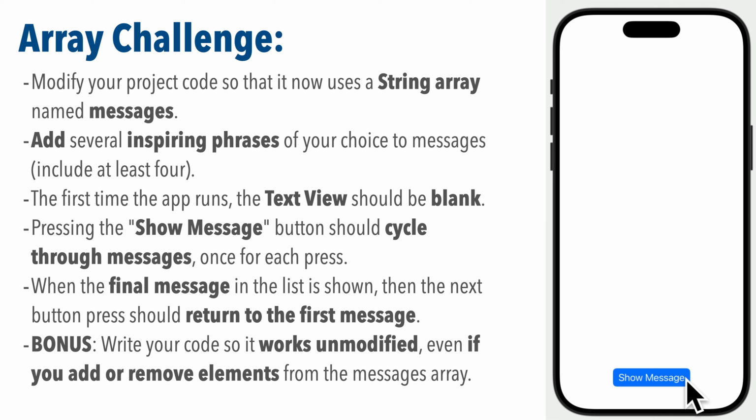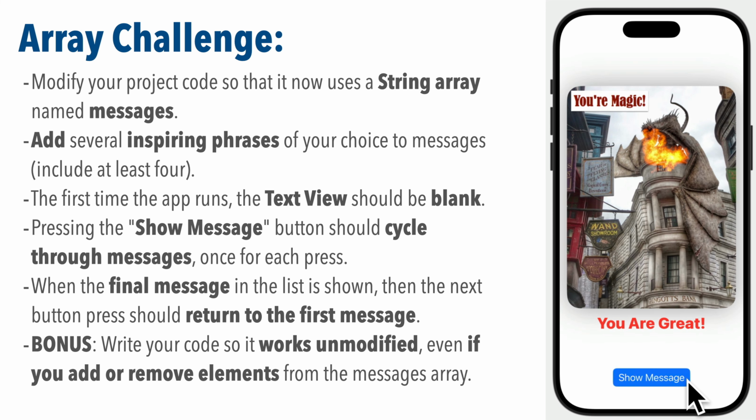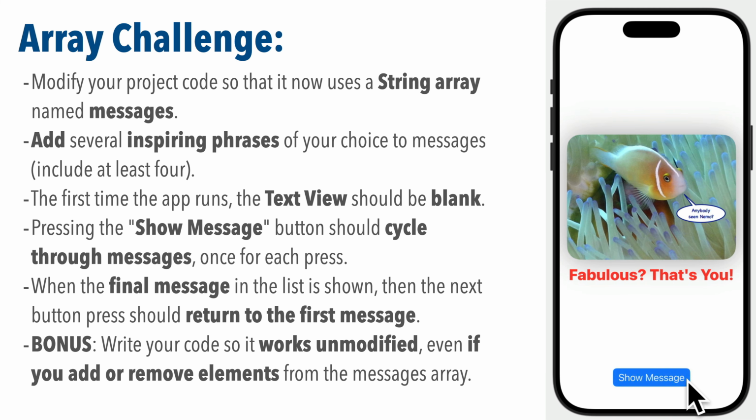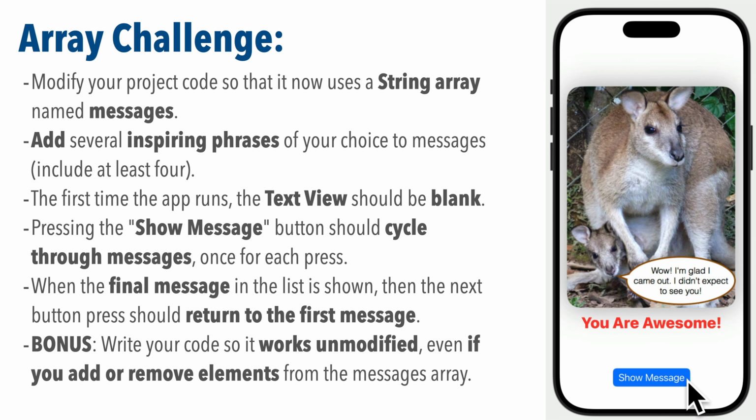The first time your app runs, the text view should be blank, but pressing the show message button should cycle through the messages, 1 message for each press, advancing to the next message. So I've got 4 messages here. You are awesome, you are great, you are fantastic, fabulous, that's you. When the final message in the list is shown, then the next button press should return you back to that first message. That's why I start again at you are awesome.